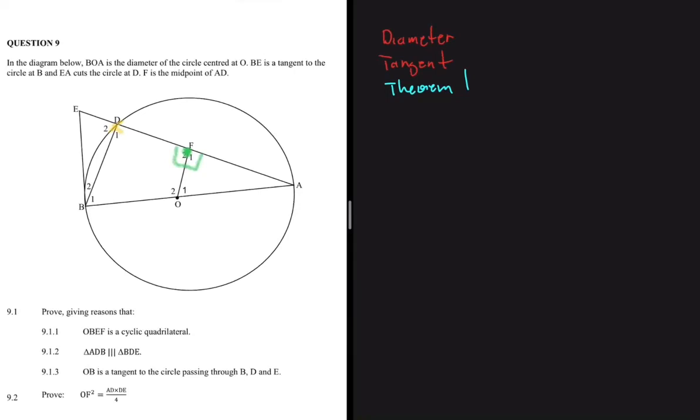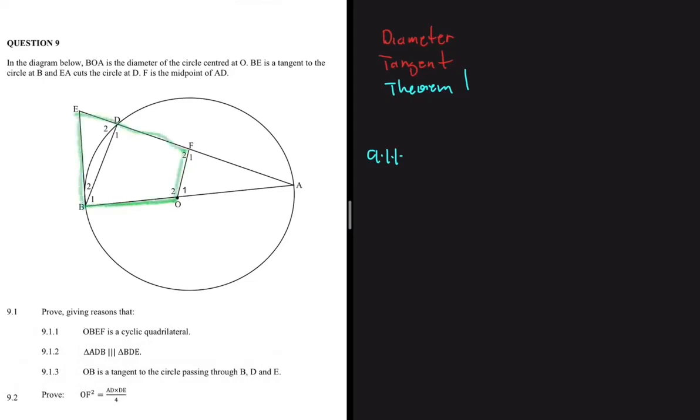So let's see what happens. We have 9.1.1, which says let's prove, giving reasons, that OBEF is a cyclic quadrilateral. OBEF is a cyclic quadrilateral, right? So let me just highlight OBEF. So here's OB, and then we have EF, and this should be a cyclic quadrilateral.